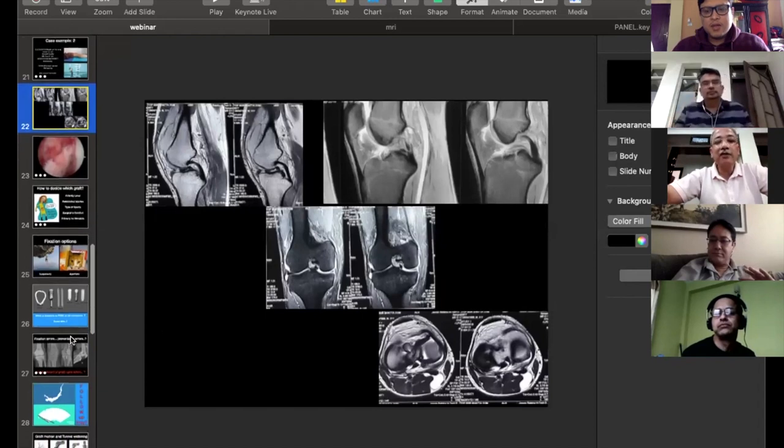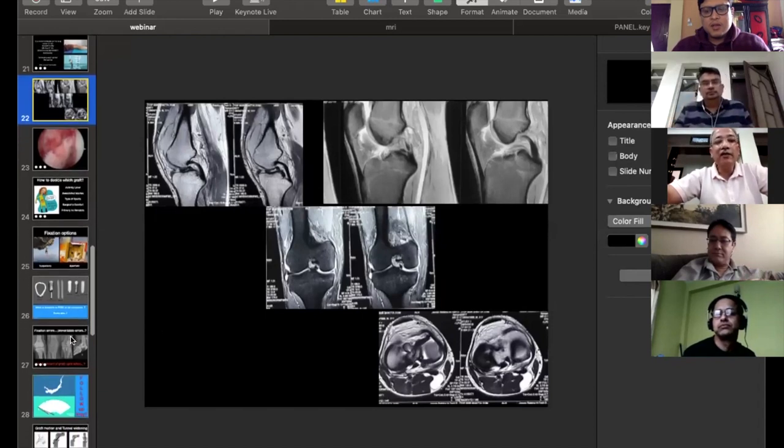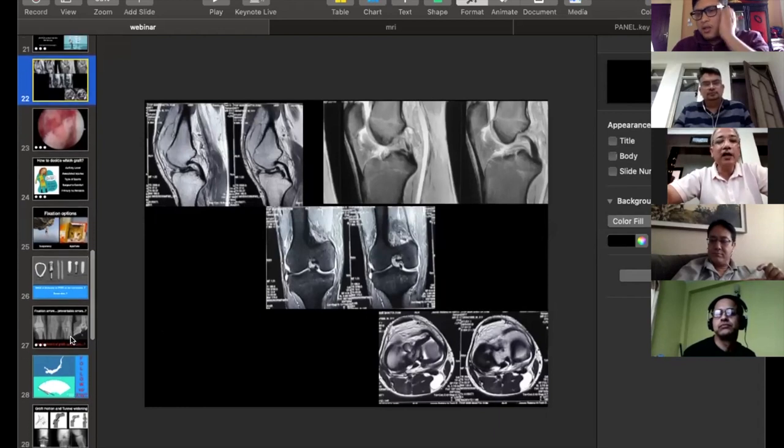Okay. So this is what I found. We have to start reading the MRI finding, and at the same time, when you do arthroscopy, you compare your finding with that. Gradually, you tend to develop your assessment.